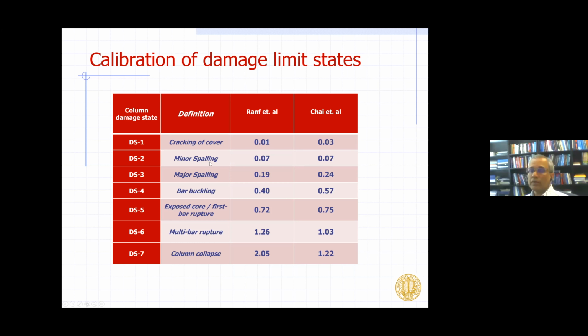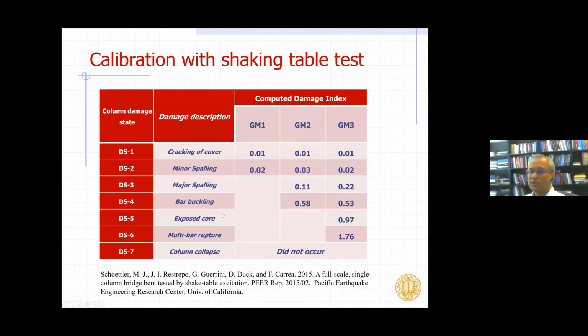And so after we came up with these definitions, we actually applied them to a couple of the columns that we have validated our model against. And as you can see, we get fairly consistent results in terms of the damage index corresponding to a damage limit state. Of course, the more difficult one to calibrate is collapse, because things like collapse are actually not very well defined in most experiments.